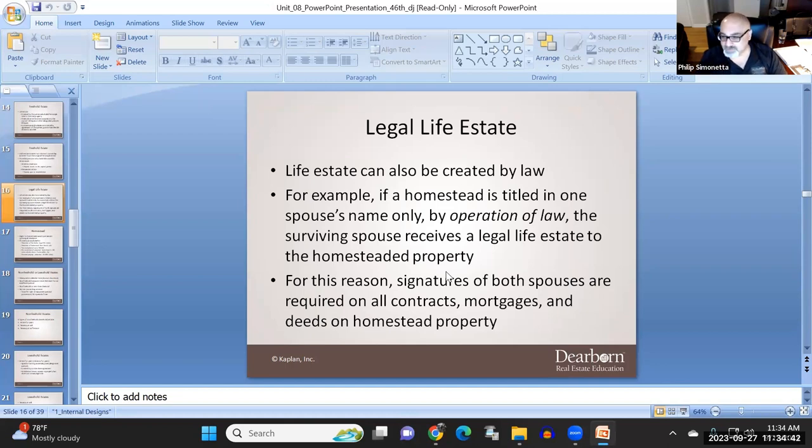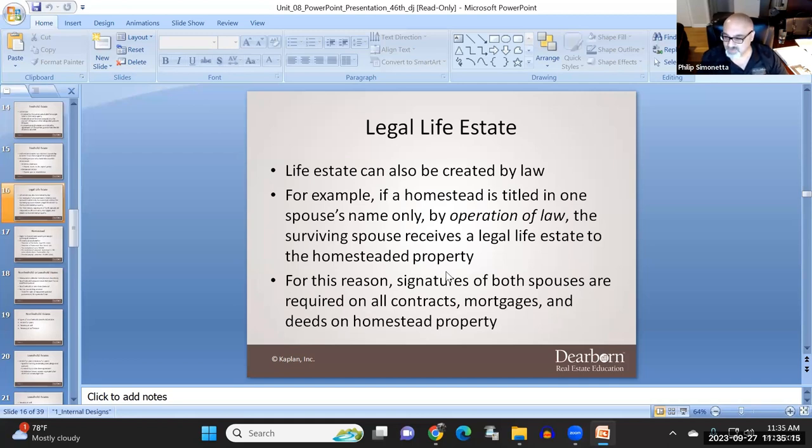Now, for this reason, you're going to list a house and it's in a homestead and only one spouse has it in their name. Both spouses have to sign the listing agreement. Both have to sign the contract. Both have to sign the closing docs and the deed because it's a life estate, even though it's in one name. Because it's in a homestead, it turns it into a life estate. Because the other person has interest in it, they both have to sign.